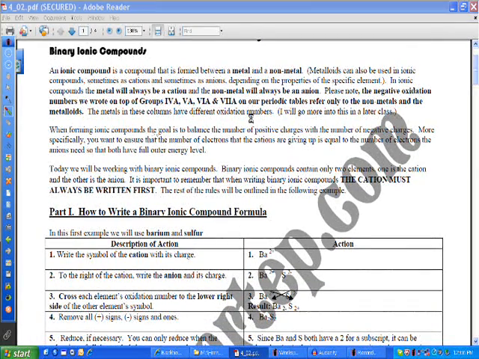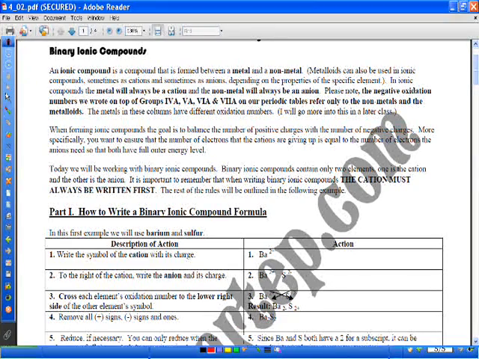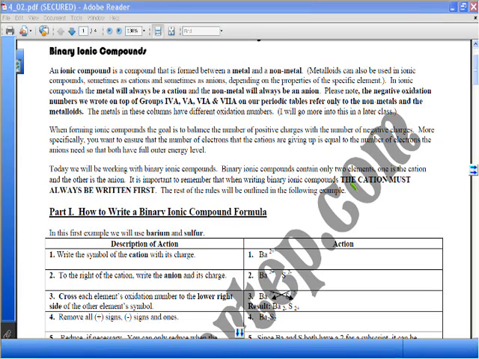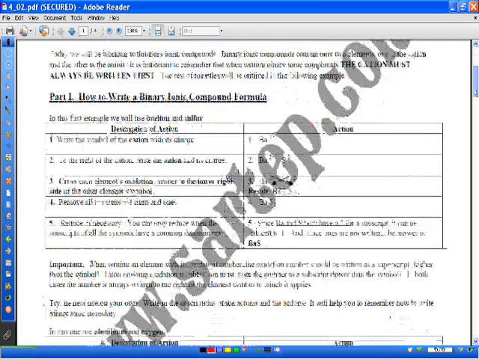And again, our goal here is to balance the charges. You have to have a positive charge and a negative charge to balance. You can't change the oxidation state. You can't change the number, the positive or the negative. So what you do is you add a different number of atoms to make it neutralize out. And again, the cation is always written first. Let's look at these rules here.